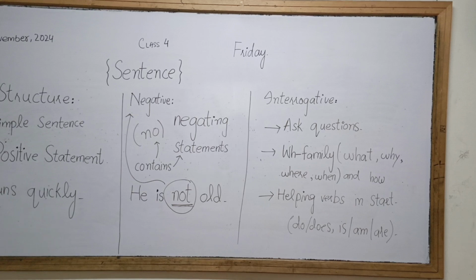And how. How also is a question word, and so are the helping verbs. You can see the helping verbs at the start: do, does, is, am, are, was, were, has, have, and a lot of other helping verbs. They come at the start and convert a positive statement into a question statement. Getting it? I hope you all are getting the concept of this type of sentence. Now we will consider two or three examples, and then your concept will be clear. Let's move on towards the examples.